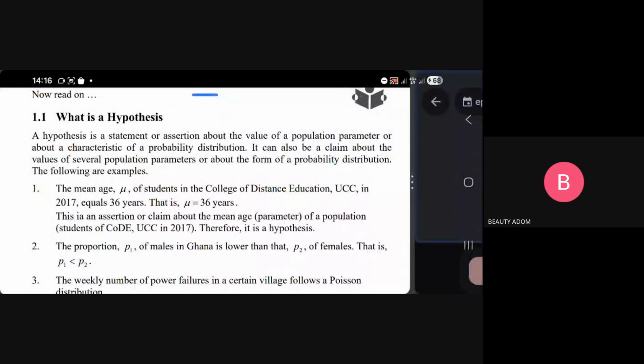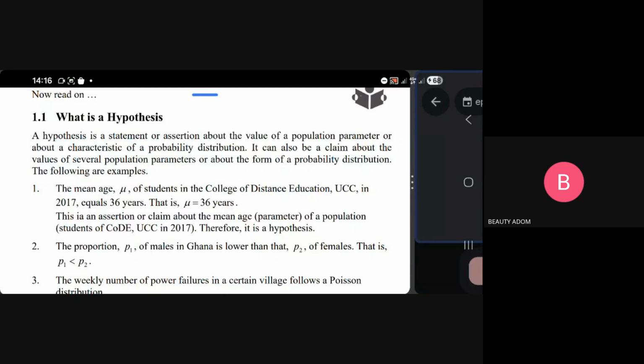So whenever I want to look at a statement or assertion about a population parameter, looking at their various characteristics, we say it is what? Hypothesis. So the characteristics come into play. As we move on, you get to know what we mean by the characteristics. Mostly, it can be a claim about the value of several population parameters or about the form of a probability distribution. So it could be that there is a probability that I performed on a particular sample, and I want to look at the characteristics of that population.